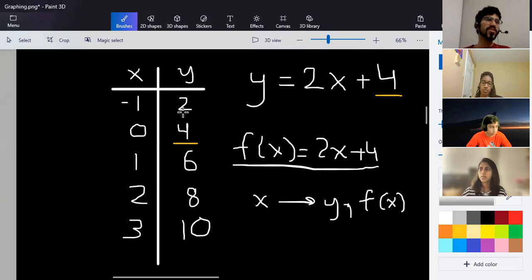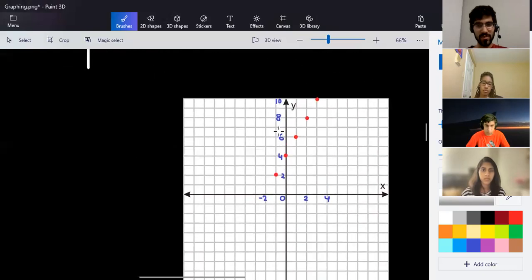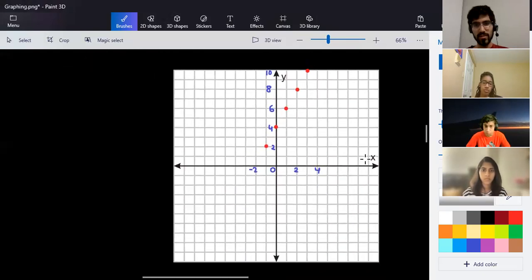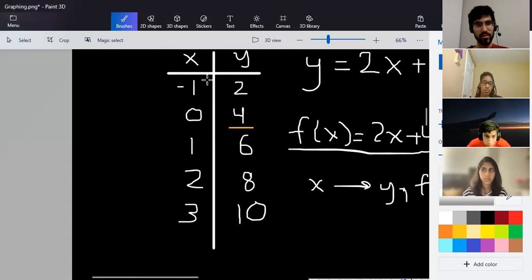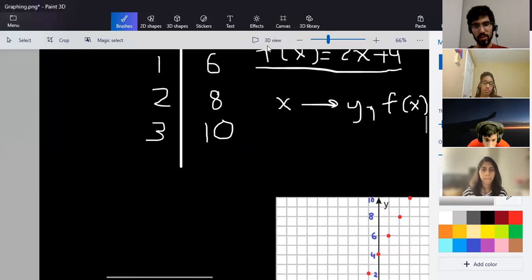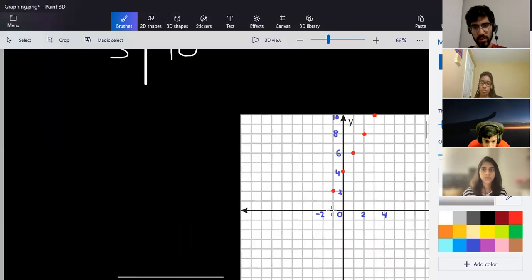Now, here's the fun part. I know all of you on this call have seen a Cartesian plane before. You take the values in the table, you graph it on a coordinate system where you have x on one axis, y on the other, and I can show you that right here. Literally what I did was, if I take -1, put it on x, here's -1, and then the y is 2.